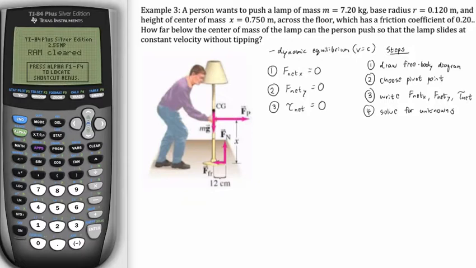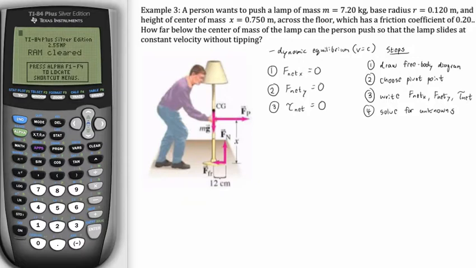A person wants to push a lamp of mass, which we know is 7.2 kilograms. We're told the radius of the base and the height of the center of mass. And we're pushing this lamp across the floor. The floor has a coefficient of friction of 0.2. And how far below the center of mass of the lamp can the person push so that the lamp slides at constant velocity without tipping?